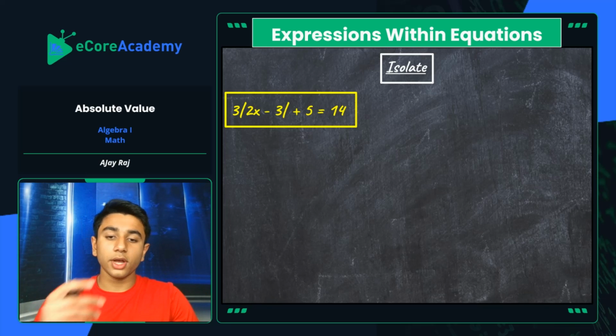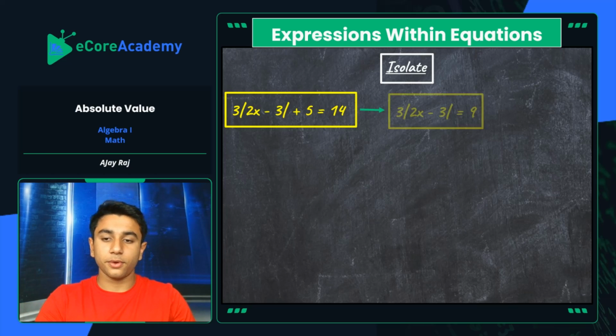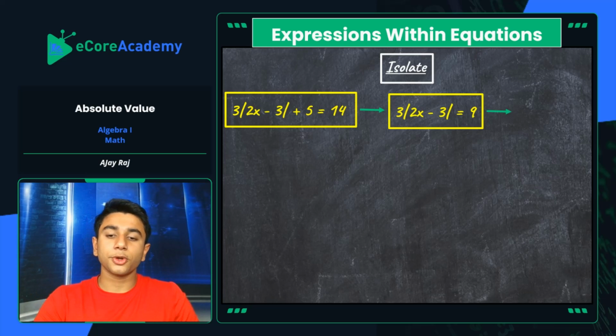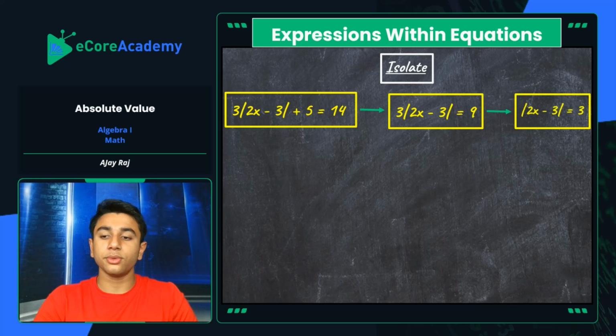Well, first of all, we're going to go in reverse of our PEMDAS, our order of operations. We're going to first look at addition or subtraction. Since we have plus 5 here, our only addition or subtraction, we're going to subtract 5 from both sides to get 3 times the absolute value of 2x minus 3 equals 9, because we subtracted 5 from 14 on both sides. And then we're going to divide by 3 to isolate the absolute value. So we get the absolute value of 2x minus 3 equals 3, because 9 divided by 3 equals 3.